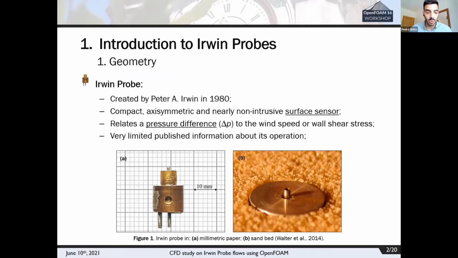As opposed to conventional wind sensors like pitot tubes and hot wire anemometers, Irwin probes feature some unique advantages. For instance, they are omnidirectional, meaning that they do not require alignment with the flow, since they are axisymmetric about this vertical axis. And furthermore, due to their tiny dimensions, as you see compared with millimetric paper and some grains of sand, they have very little intrusion into the flow.